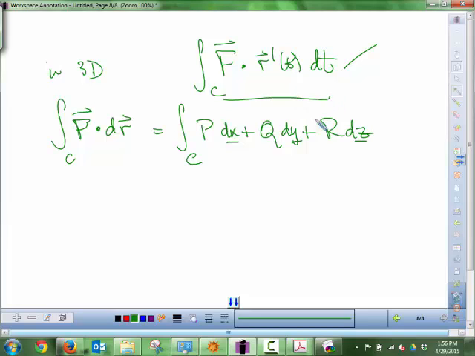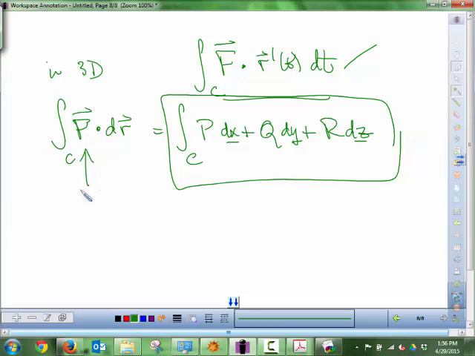But a lot of times it's written like this. A lot of times line integrals are written like this. I like to write my line integrals like this, but a lot of times line integrals are written like this.